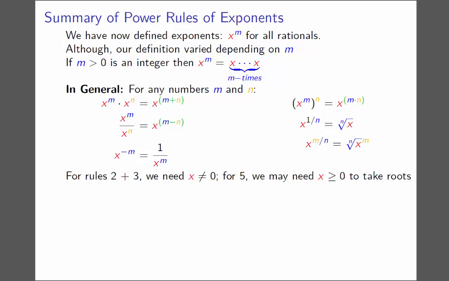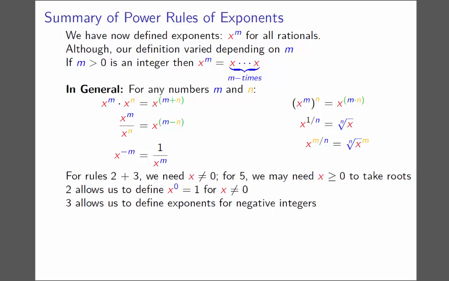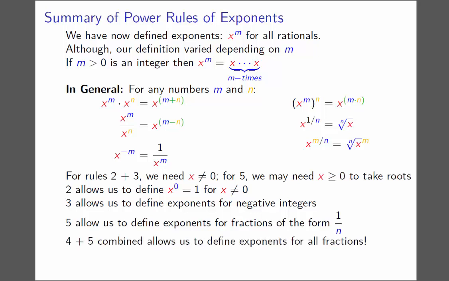Now we use these rules to define exponents for more than just positive integers. Rule 2 allowed us to define x to the 0 to be 1. But remember, it comes from division, so we need to make sure that x is not 0. Rule 3 allows us to define exponents for negative integers, while Rule 5 allows us to define exponents for fractions of a special form, 1 over n. And finally, using 4 and 5 combined, we were able to define exponents for all fractions.